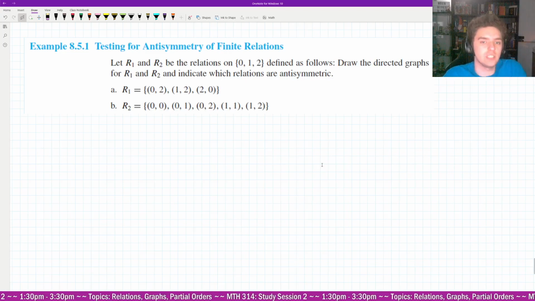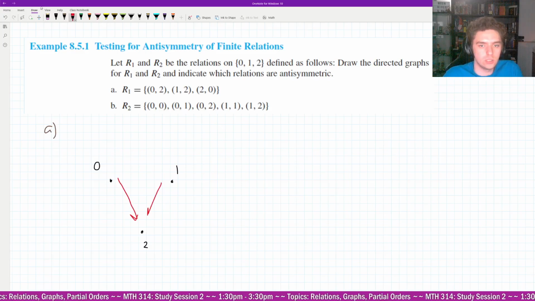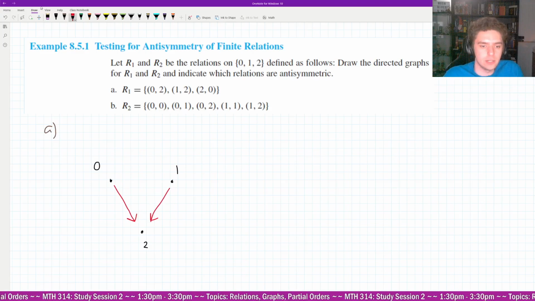So let's check if these are anti-symmetric. I'll do it by drawing a graph of the relation. These are relations on 0, 1, 2. For part A, we just want to determine: is it anti-symmetric? Let's draw it to get understanding. So 0 to 2, 1 to 2, and 2 to 0.